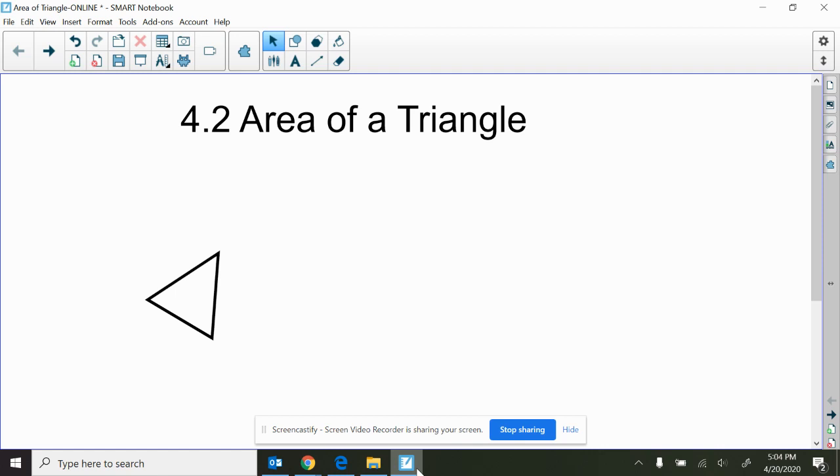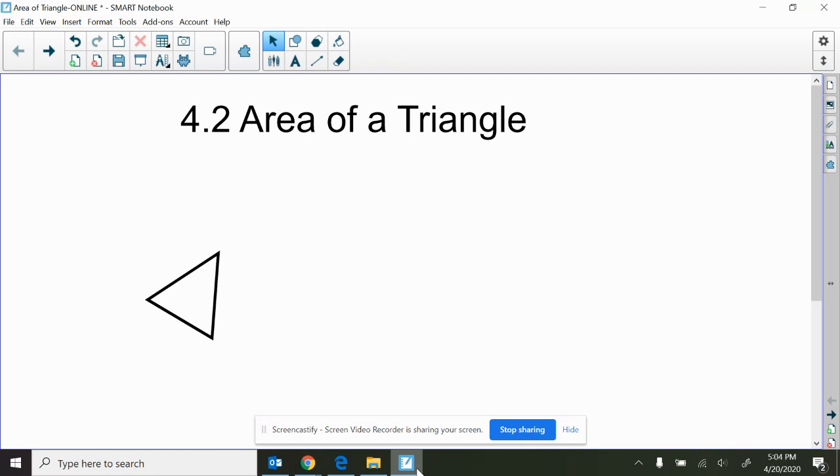Hey guys, section 4.2 today, and today we're going to look at a new shape, area of a triangle. So yesterday we worked with parallelograms, talked a little bit about rectangles as well. Triangles are a little bit different from those two when you're trying to figure out the area.